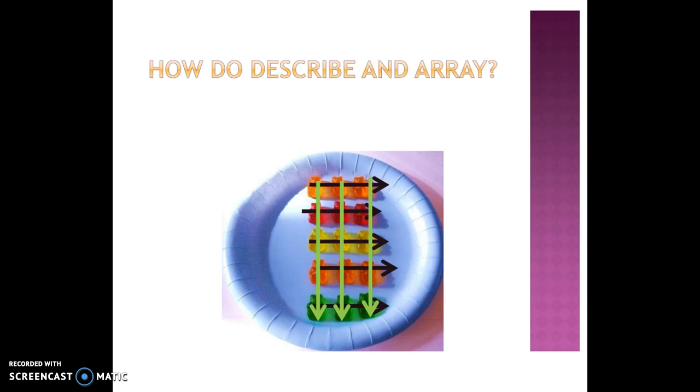Now, if we look at this array of gummy bears, how do we describe an array? If we look at our black lines, they are the horizontal lines, so they are rows. There's 1, 2, 3, 4, 5 rows in this array. 5 rows of 3 because each row has 1, 2, 3 gummy bears. So we would say 5 rows of 3. Now looking at the columns, there are 1, 2, 3 columns, and each column has 1, 2, 3, 4, 5. So we would say 3 columns of 5 because each column has 5.